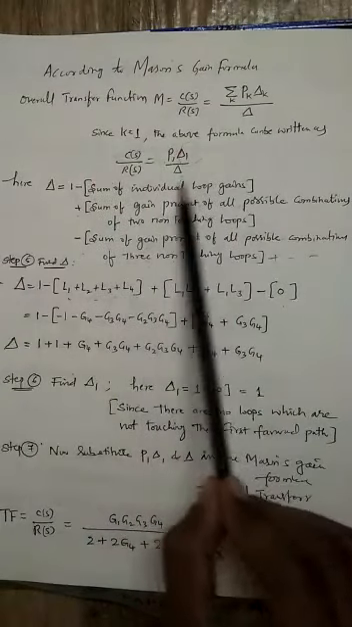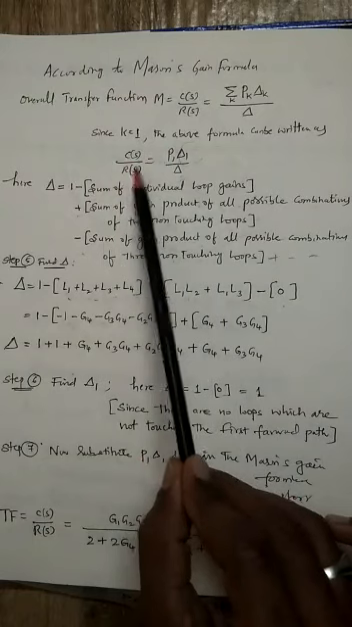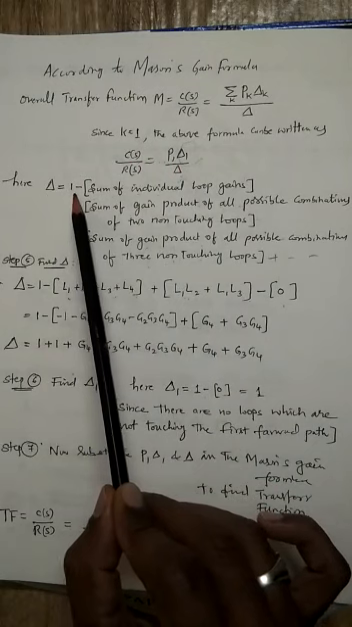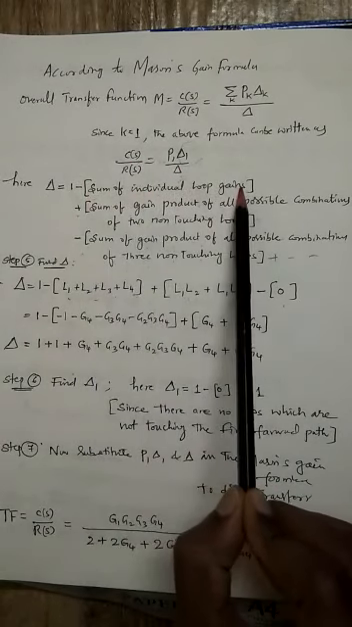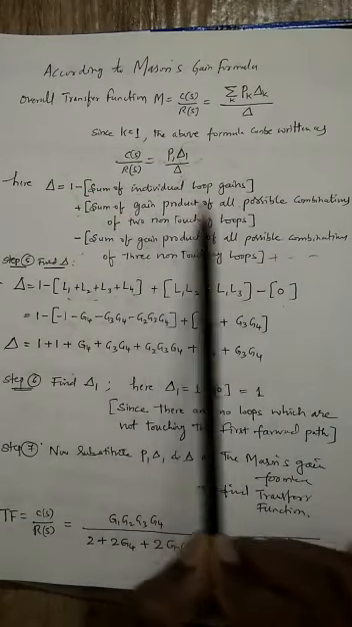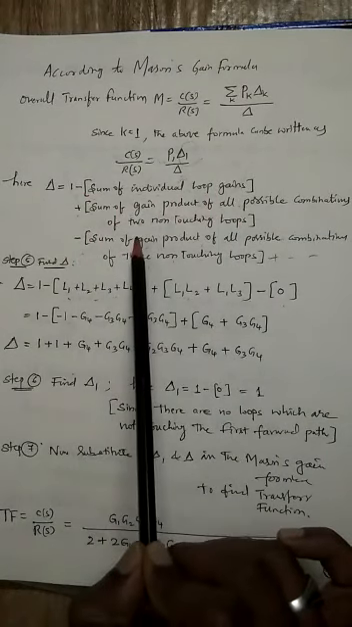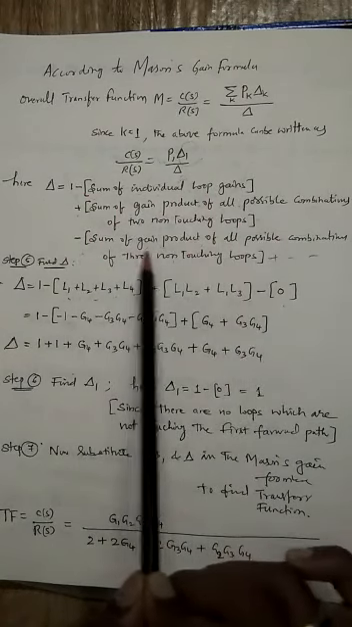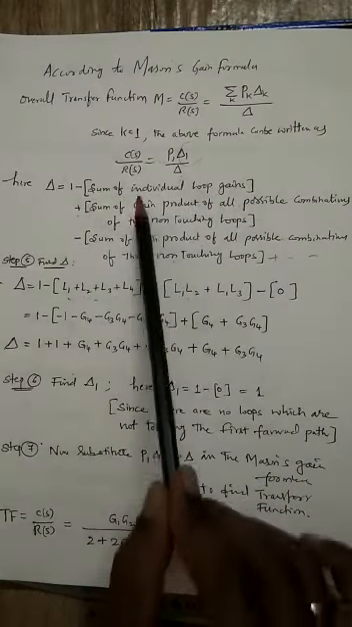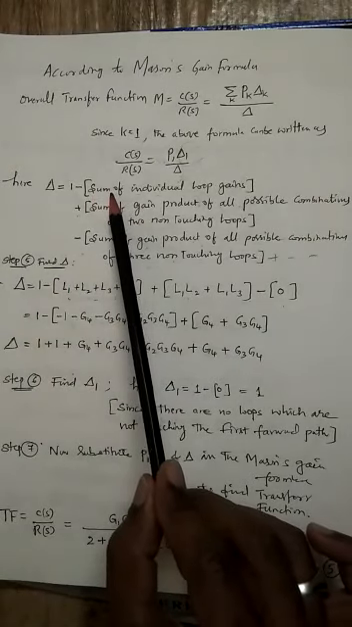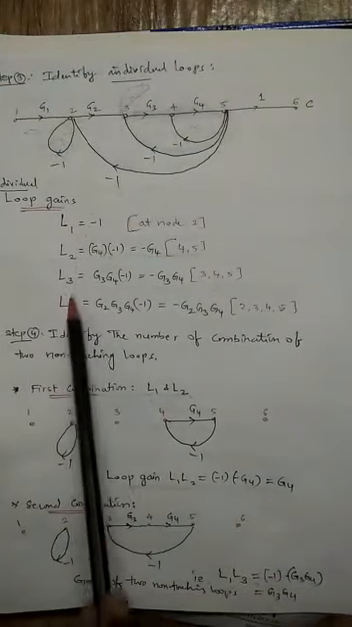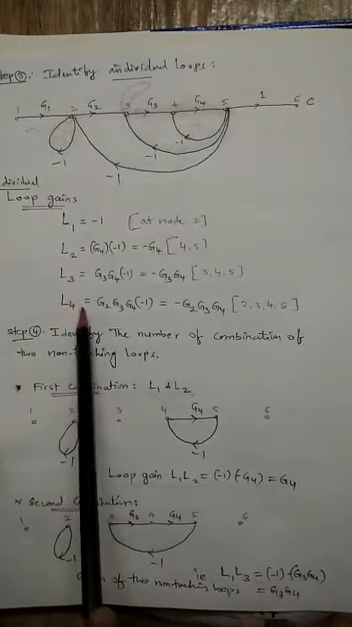So you know that according to Mason's gain formula, P1 delta 1 by delta is the transfer function. Already we found P1. Now come to delta. Delta is equal to 1 minus the sum of individual loop gains plus the sum of gain products of all possible combinations of two non-touching loops minus the sum of gain products of all possible combinations of three non-touching loops. So here let us see how to substitute the values in this formula. 1 minus the sum of individual loop gains. These are the individual loop gains. We will take the sum of these four, L1 plus L2 plus L3 plus L4.